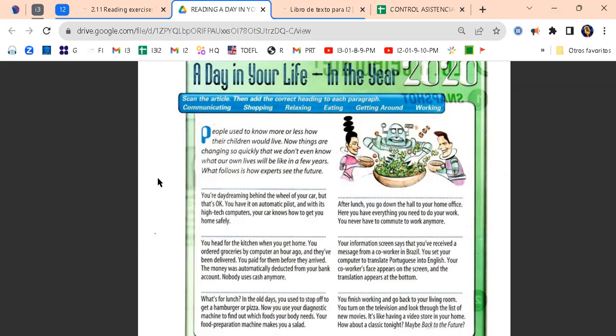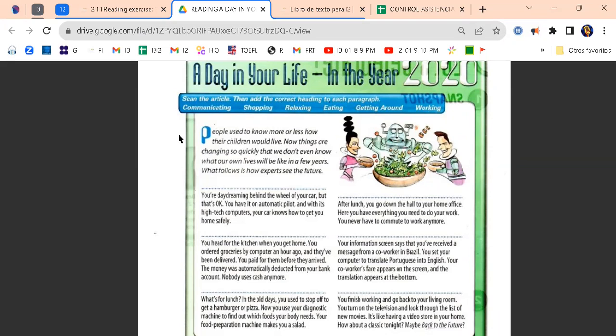Okay, look at this. People, we have A Day in Your Life in the year 2020, my goodness. So we're old now. We're 3 years late. Okay, we're going to scan the article, then add the correct heading to each paragraph. The heading is el encabezado, okay? And how do we scan? We look for specific information, okay? Cuando escaneamos, buscamos información específica.